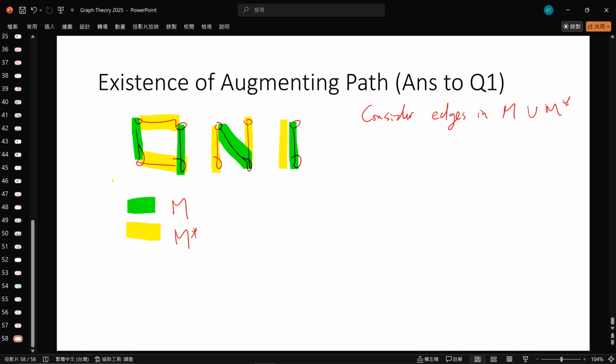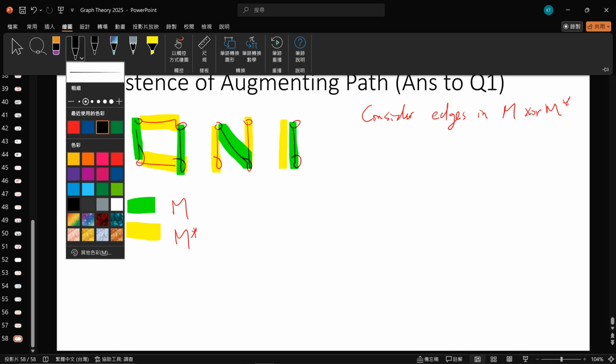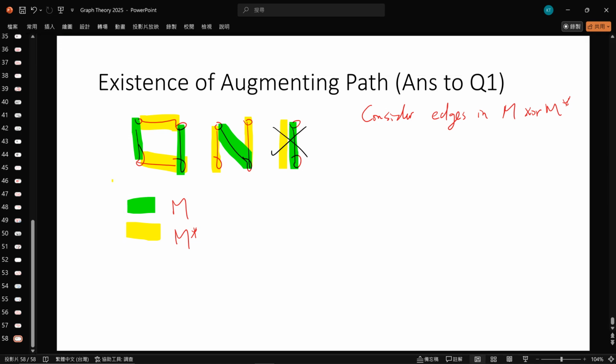To do so, we can just take the exclusive OR, because by taking the exclusive OR, we can get rid of these edges that are shared by both matchings. So we get rid of these shared edges, and let's consider the components.